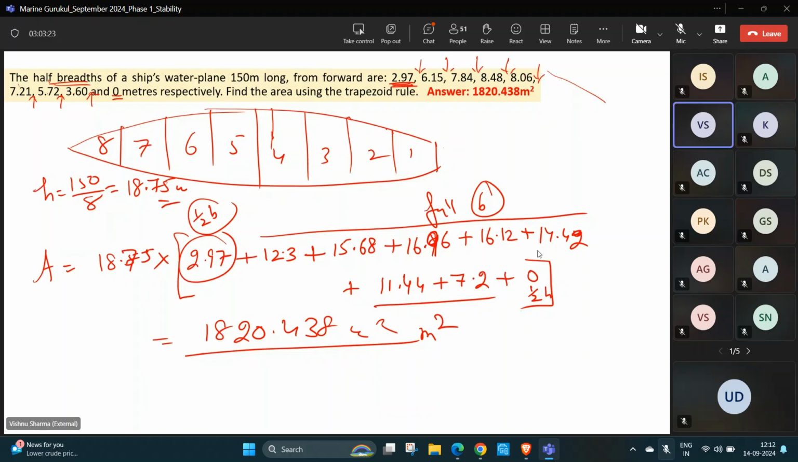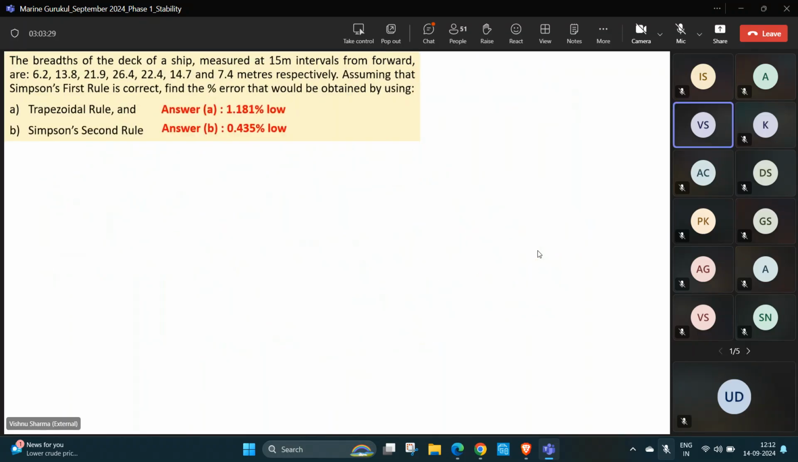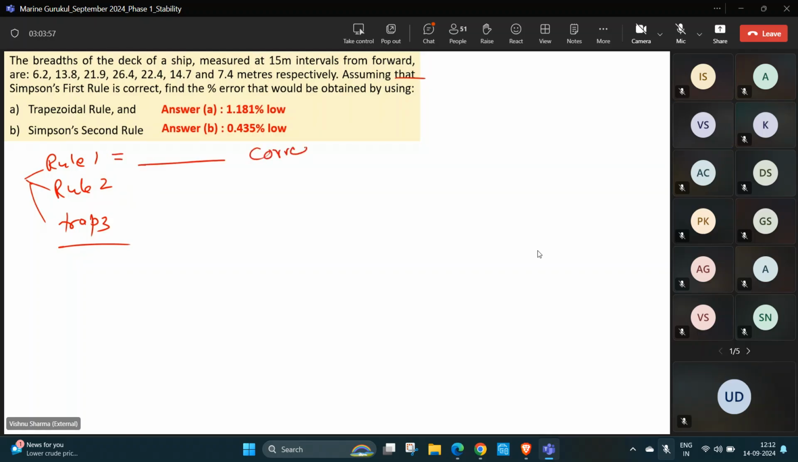Okay. Then he has given one more question based on it. We can have a look at that also. Full breadths are given at 15 meters interval from forward. There are 7 of them. Assuming Simpson's rule, now 7 ordinates can be calculated by rule 1, rule 2, or by trapezoidal rule. He's saying you calculate by all the 3. And then he's saying, assuming that this answer is correct, find the percentage error by use of trapezoidal rule and Simpson's rule 2.